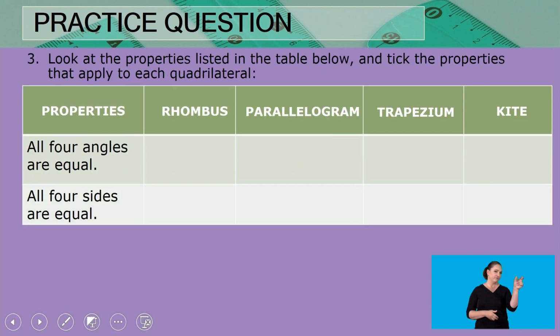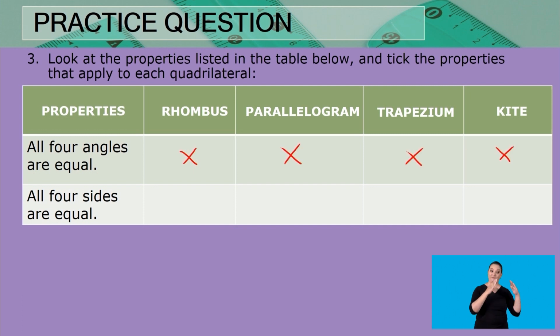Let's look at the other properties that we can identify or match with our quadrilaterals. Now we have there all four angles are equal. Now which quadrilateral has all of the four angles to be equal? Is it a rhombus? No. Is it a parallelogram? No. Is it a trapezium? No. And is it a kite? Not at all. So none of these quadrilaterals have all of the four angles that are equal.